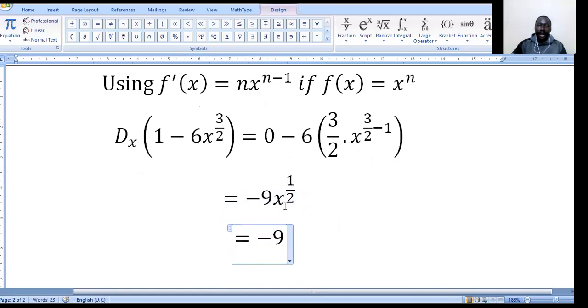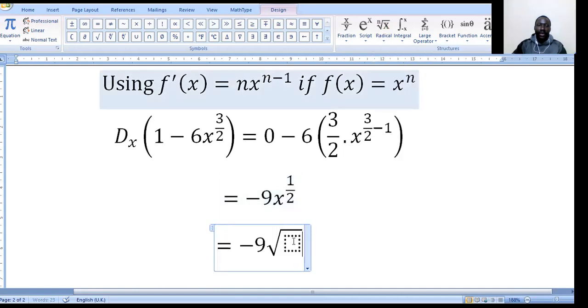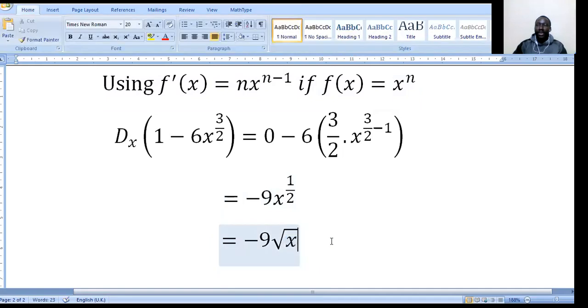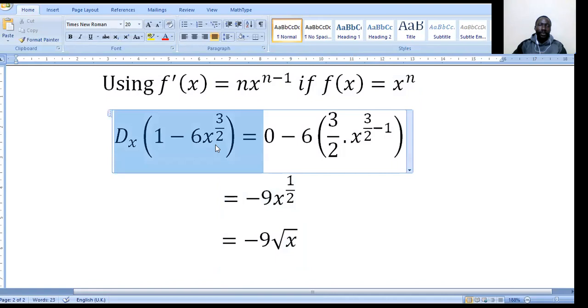Now we had already seen that any number expressed with the exponent of 1 divided by 2 is the same as the square root of that number. We just discussed that, so we can write it as the square root of x. Now this becomes the solution of this question here.